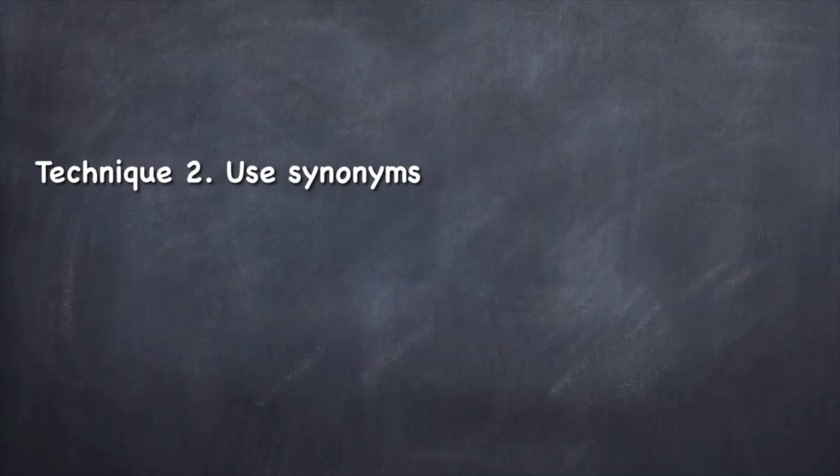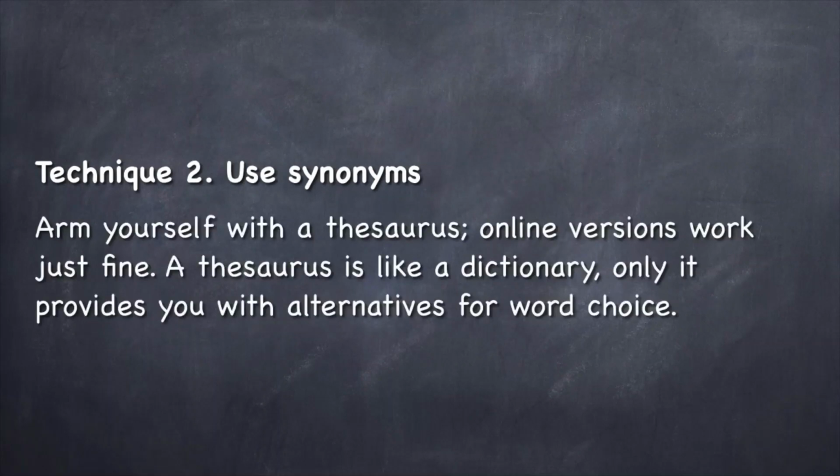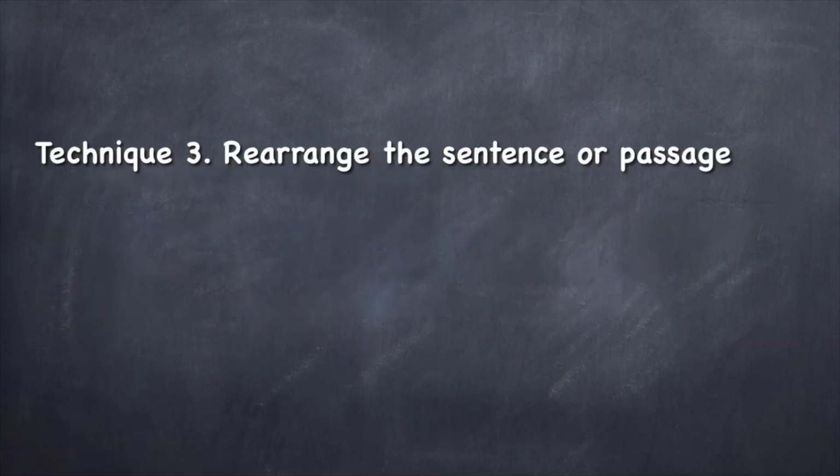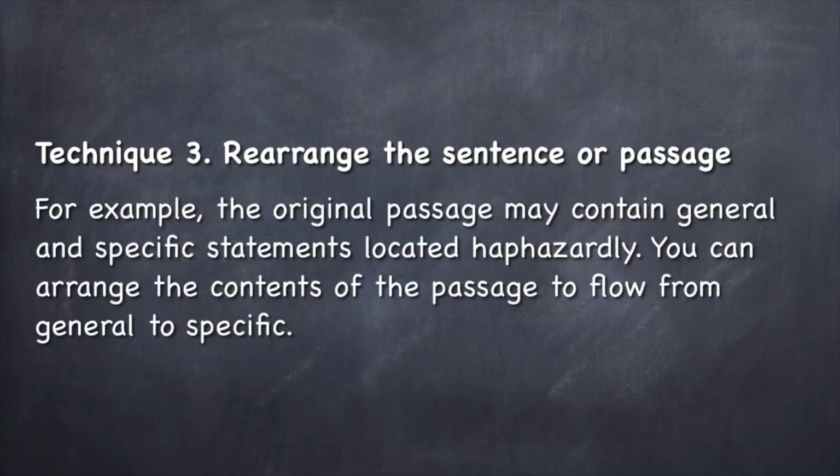Technique number 2, use synonyms. Arm yourself with a thesaurus. A thesaurus is like a dictionary only for synonyms and antonyms. Online versions work just fine. Technique 3, rearrange the sentence or passage. For example, the original passage may contain general and specific statements located haphazardly. You can arrange the contents of the passage to flow from general to specific.